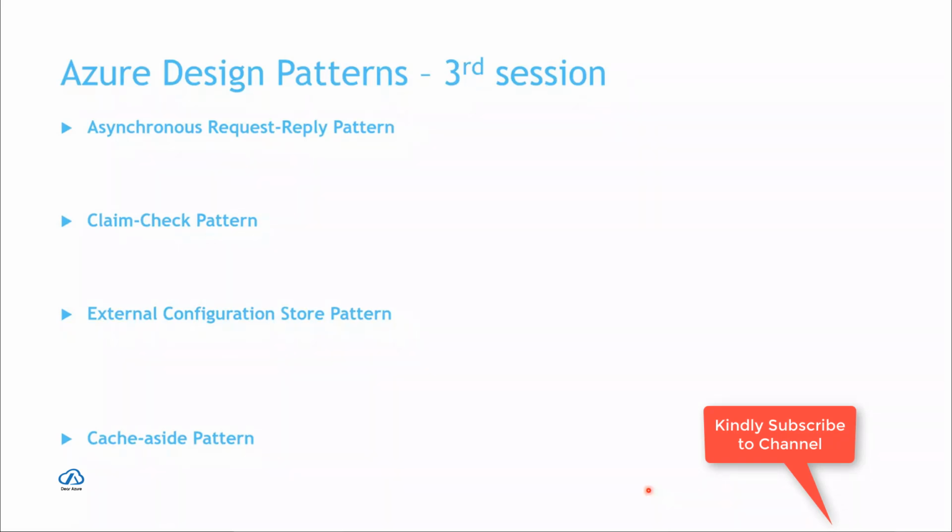This is the third session of the series we started last month to talk about different Azure Cloud patterns. And today we are going to cover four main patterns: asynchronous request reply, ClaimCheck, external configuration store, and Cache-aside pattern.